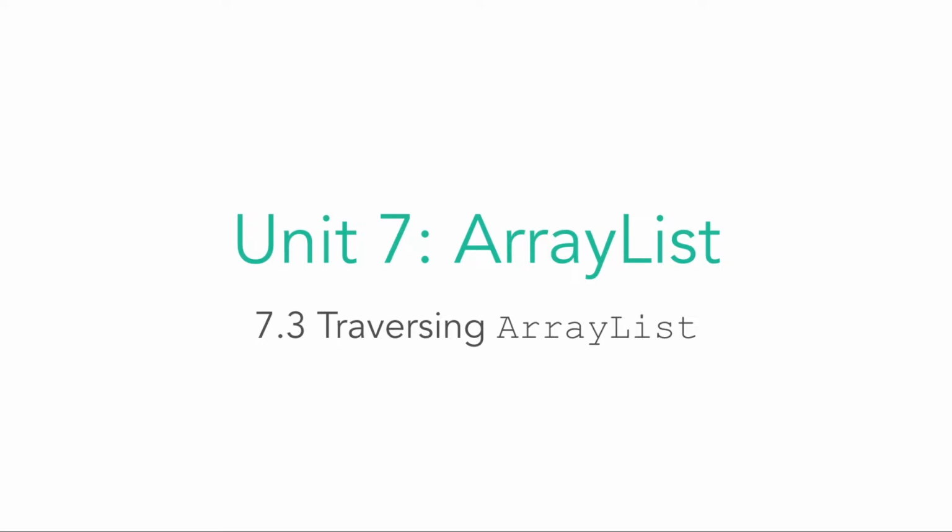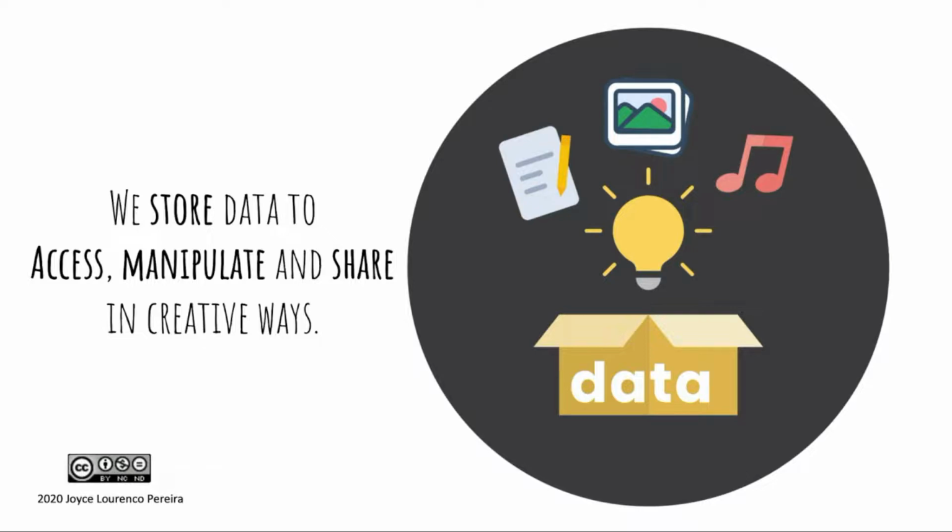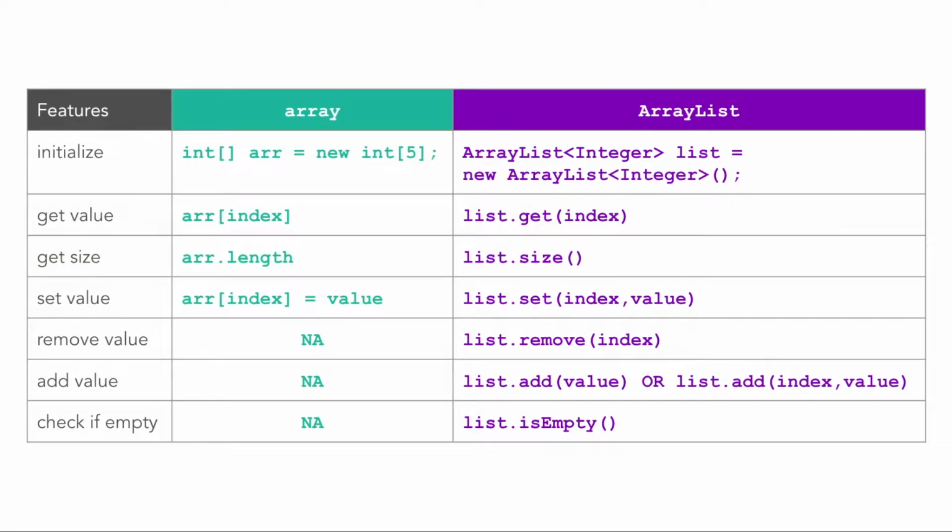Unit 7 ArrayList, Topic 7.3 Traversing ArrayLists. In this lesson, we will discuss how to access each element in an array list, or in other words, traverse an array list. We mentioned how arrays and array lists have similar abilities but use different methods of going about them. Pause to look at this table as a recap.